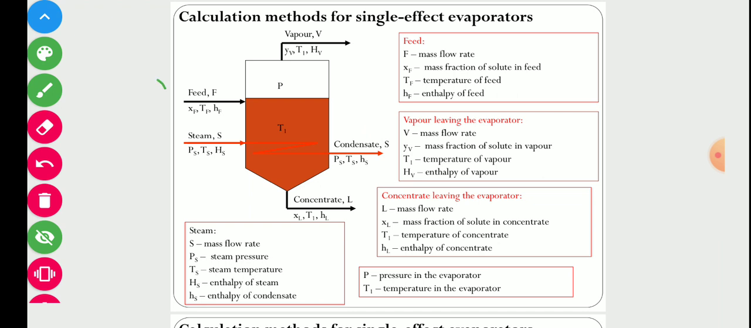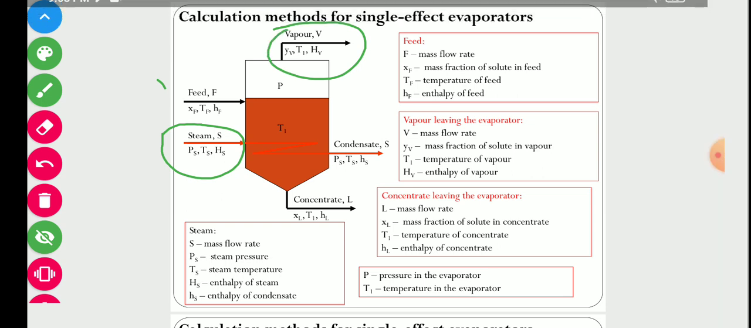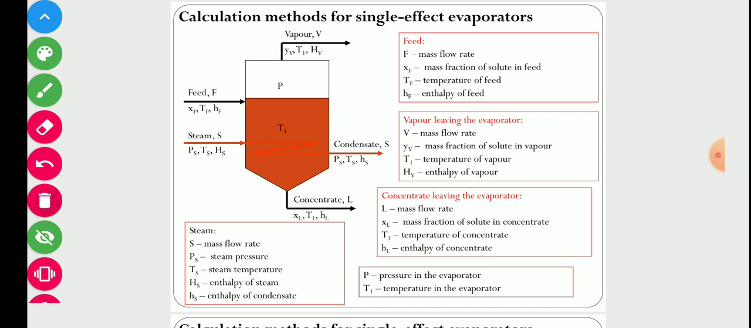So XF, TF and HF are the mass fraction of solute in the feed, the temperature of the feed, and the enthalpy of the feed. Similarly, steam is indicated by S, and PS is the pressure of steam, TS indicates the temperature of steam, and HS indicates the enthalpy of steam. Similarly, the vapor phase is represented by V, and YV is the mass fraction of solute in the vapor phase. T1 is the temperature and HV is the enthalpy of vapor. And the other components are also expressed in the same manner.